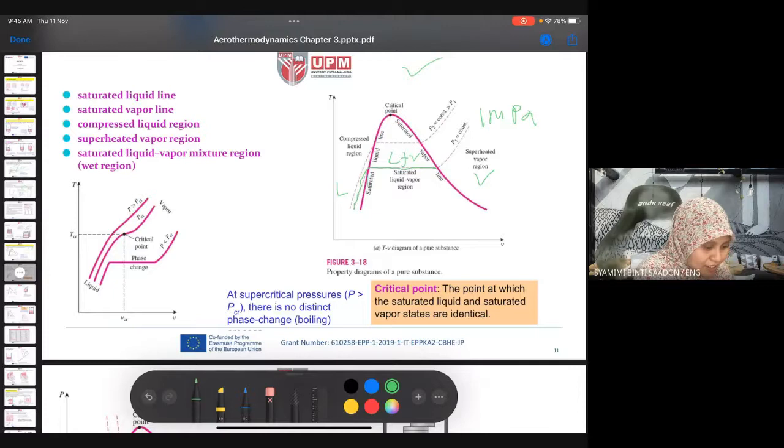Along this line until it reaches the critical point, this line is the saturated liquid line. It means that if the state of the water is along that line, we assume that the water is in the saturated liquid phase.